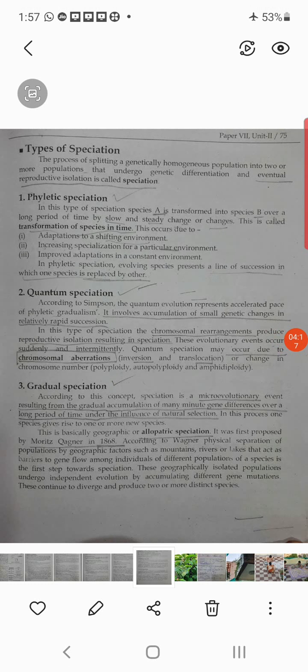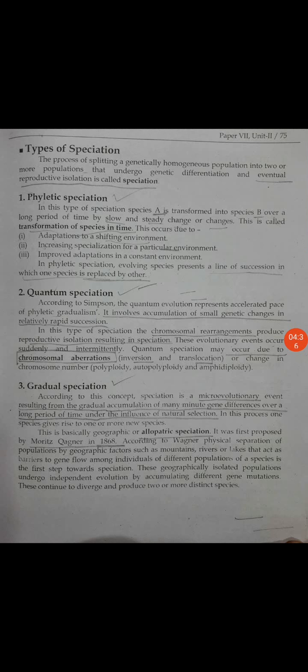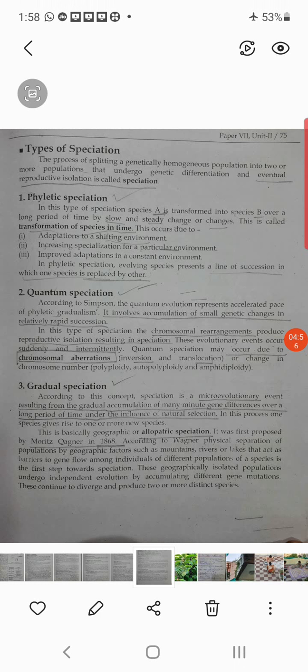So the second one is quantum speciation. According to Simpson, quantum evolution represents an accelerated pace of phyletic gradualism. It involves the accumulation of small genetic changes in relatively rapid succession. So here the changes take place fast. In this type of speciation, chromosomal rearrangement produces a reproductive isolation resulting in speciation, and these evolutionary events occur suddenly and intermittently. So it may occur due to chromosomal aberrations.